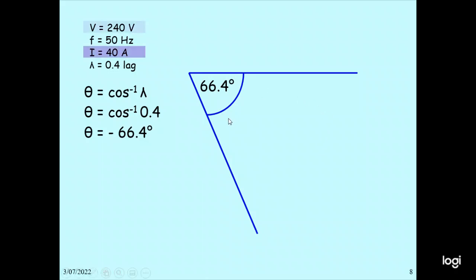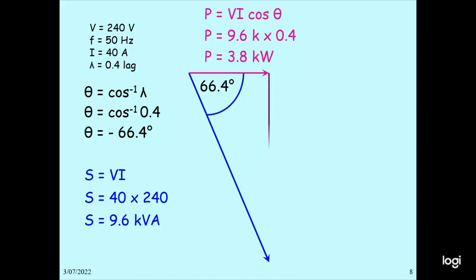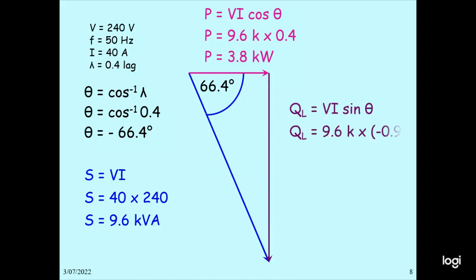The voltage is 240 volt and the current is 40 ampere, so S equals VI, 240 times 40, which is 9.6 kVA. Then P equals VI cos theta, so 3.84 kilowatt we draw, and Q equals VI sine theta, so 9.6 times 0.917, which is 8.8 kVA.